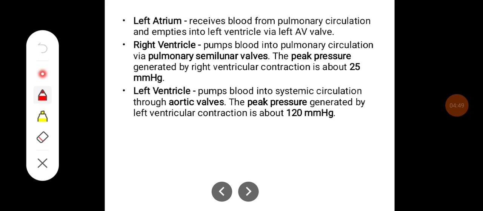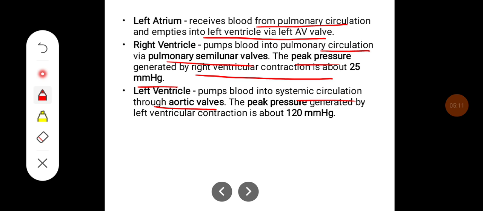Left atrium receives blood from pulmonary circulation and empties into the left ventricle via left AV valve. Right ventricle pumps blood into pulmonary circulation via pulmonary semilunar valve. The peak pressure generated by right ventricular contraction is about 25 mm of Hg. Left ventricle pumps the blood into the systemic circulation through aortic valve. The peak pressure generated by left ventricular contraction is about 120 mm Hg.